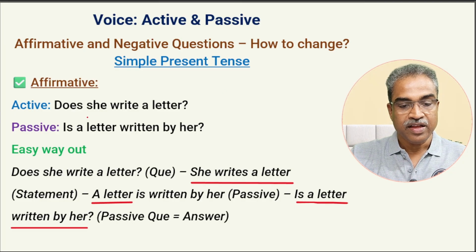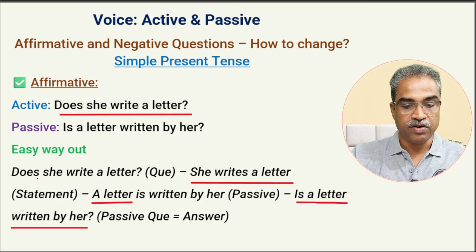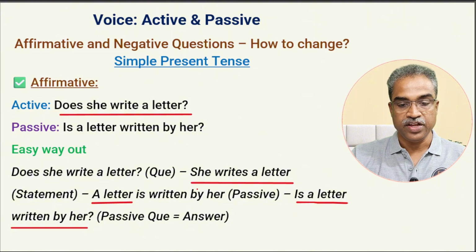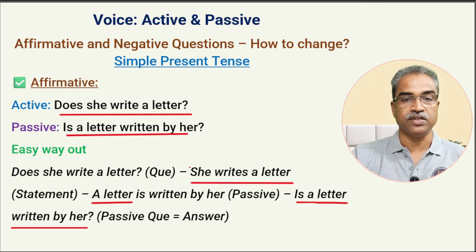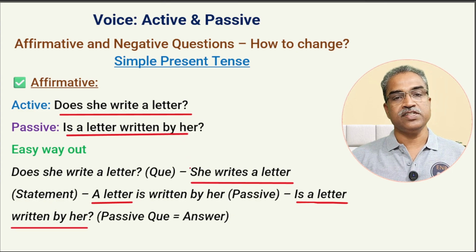So this is the real first question given to you to change into passive voice. So we wrote, does she write? It's a question. We change that into its statement form: she writes a letter. Then we change that statement into its passive form: a letter is written by her. And then we changed that passive form into a question: is a letter written by her? And that is the answer. Clear? So I am only suggesting this one.